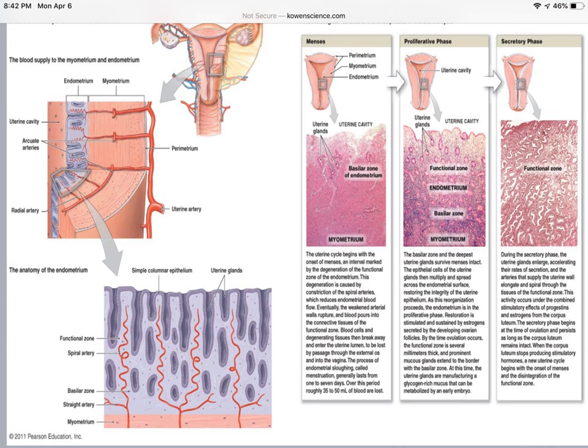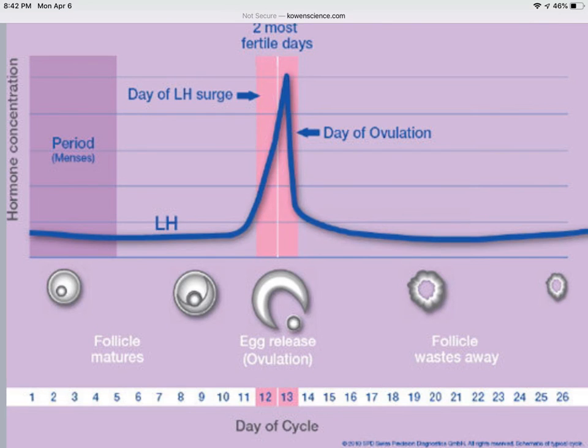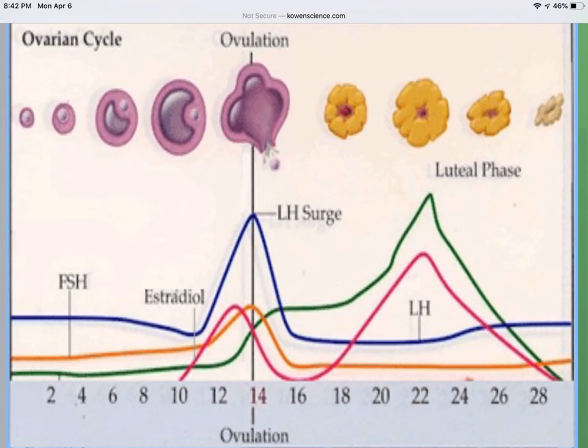So here we have just a diagram that shows you the stages and what's going on, and a description of what's going on with each of the stages. That's followed by this chart here, which is showing you the surges of luteinizing hormone and how it's associated with ovulation. And now we can see follicle stimulating hormone and how that works as well. Not to mention that we have progesterone and estrogen levels rising as well.